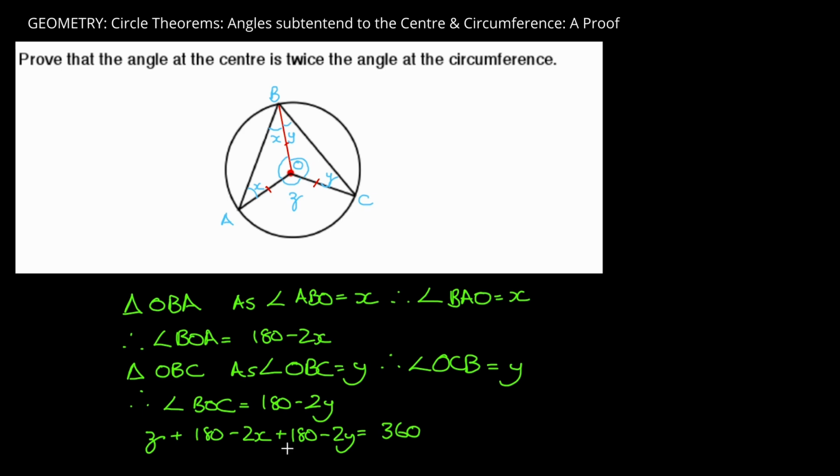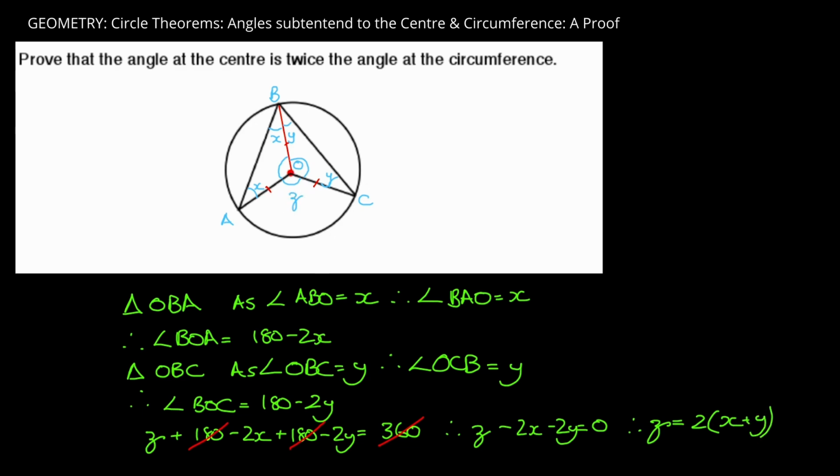Now, 180 plus 180, so we've got 360 on this side, and we've also got 360 on this side. So these will all cancel. So what have we got after all that carnage? We've got that Z minus 2x minus 2y is equal to 0. Therefore, putting the 2x and the 2y on the other side, Z is equal to 2, taking the common factor out, (x plus y).